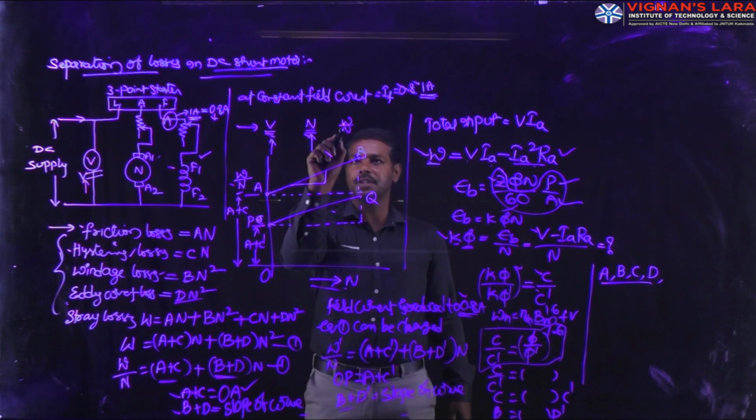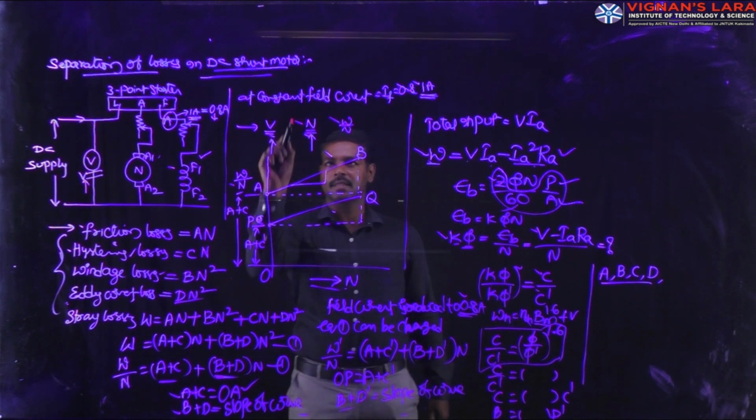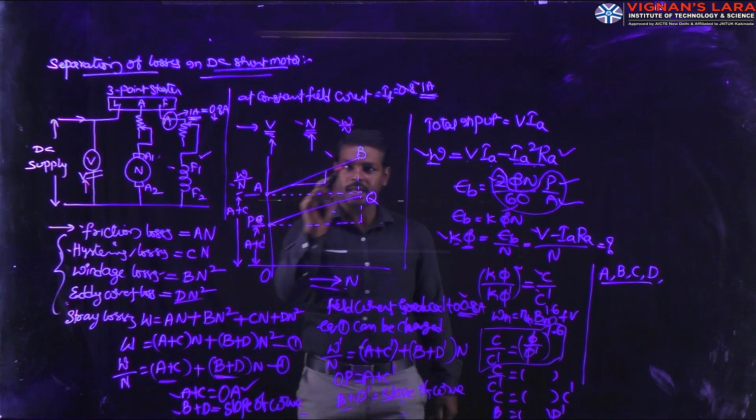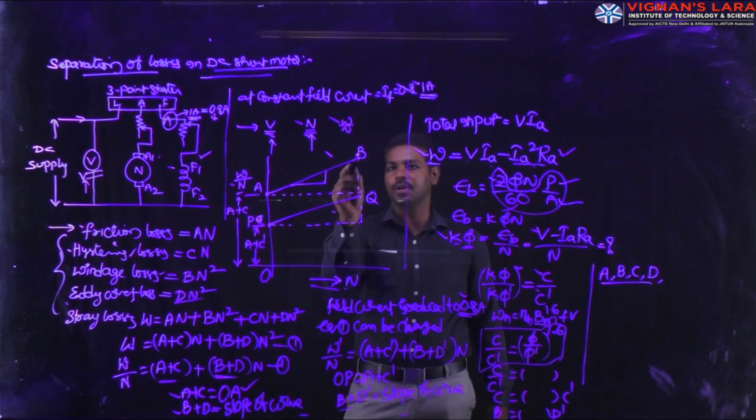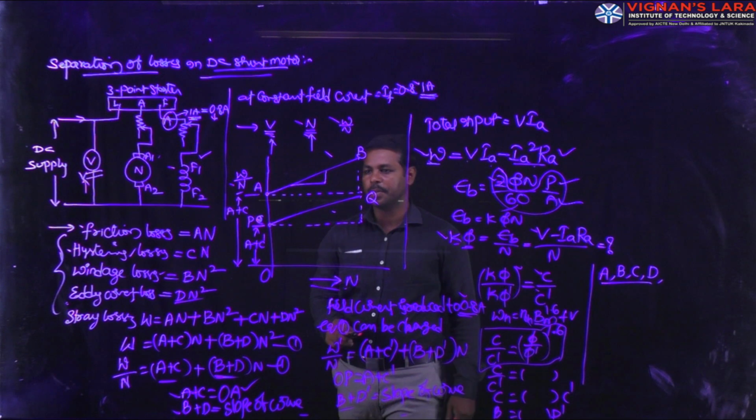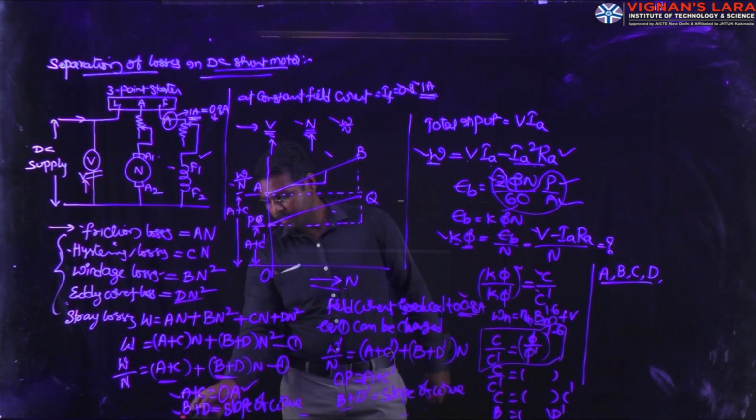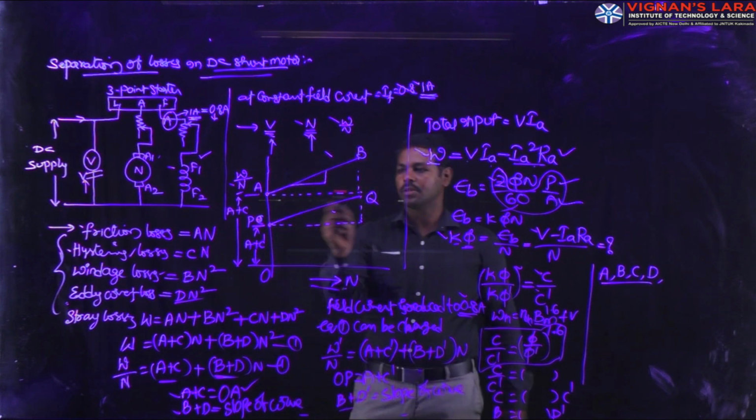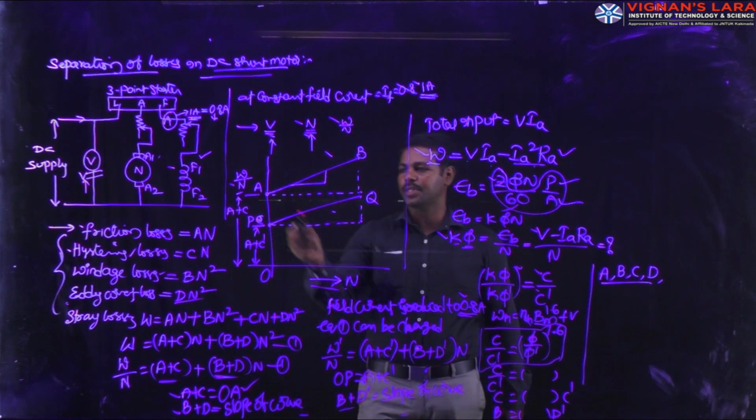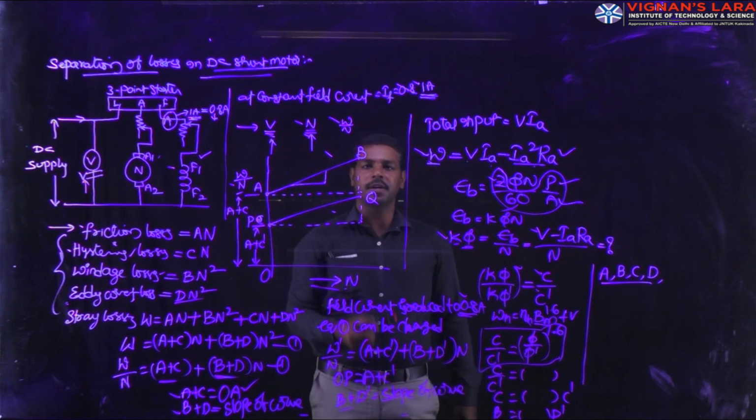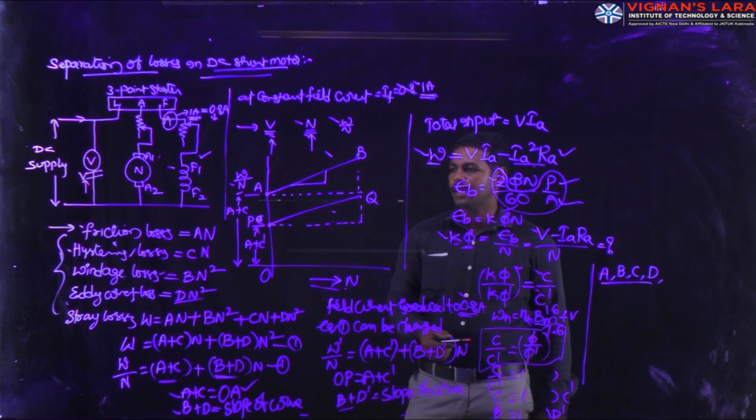So the graph is to be drawn between W by N versus speed. Then only when we get these characteristics, which is equal to AB. So the distance between these two is equal to A plus C, and B plus D is equal to the slope of the curve. The slope of a curve is calculated by using y2 minus y1 by x2 minus x1.